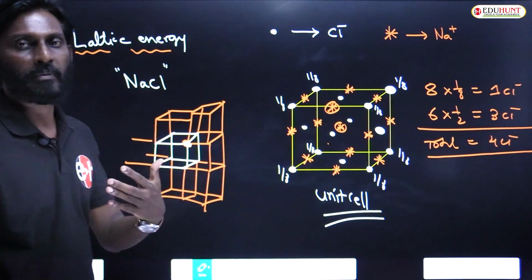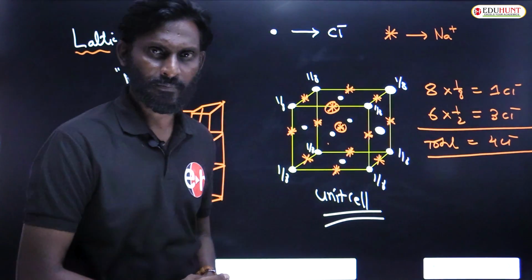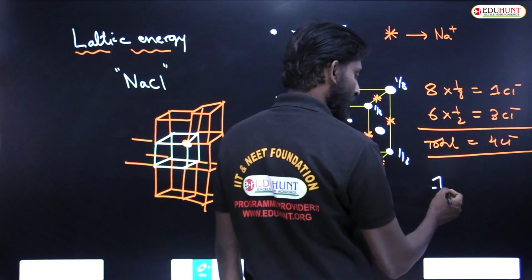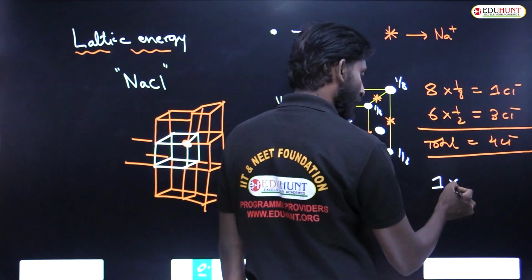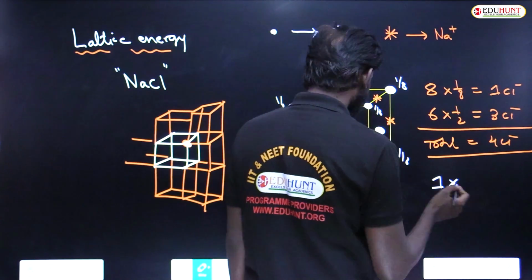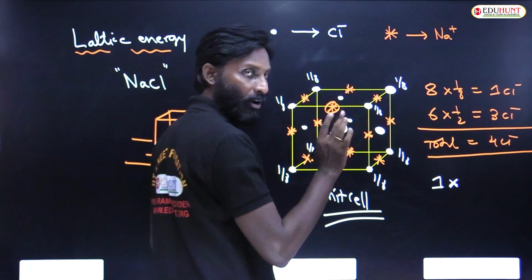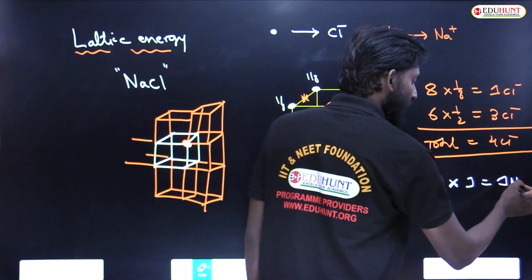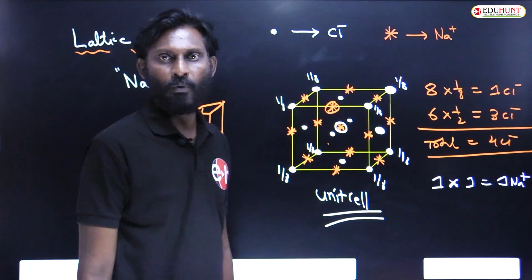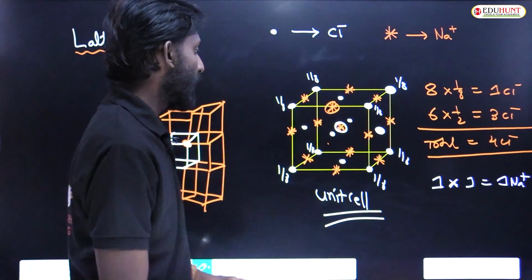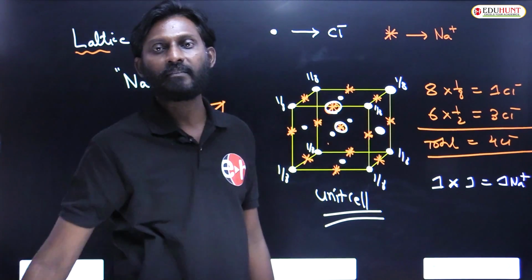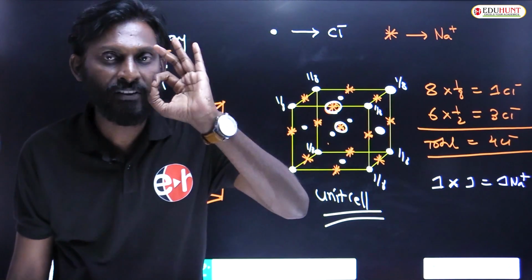Then what about Na+? There is Na+ at the body center. So there is 1 Na+ at the body center with complete contribution, because the Na+ present at the body center is not shared at all. So 1 into 1, 1 Na+ coming from the body center. And there is Na+ at every edge center.